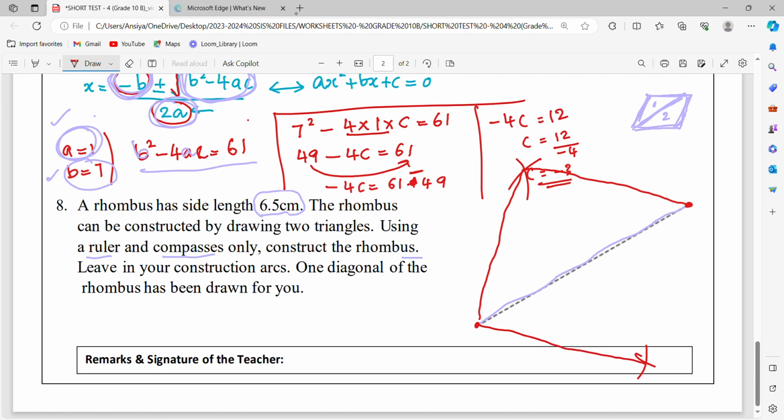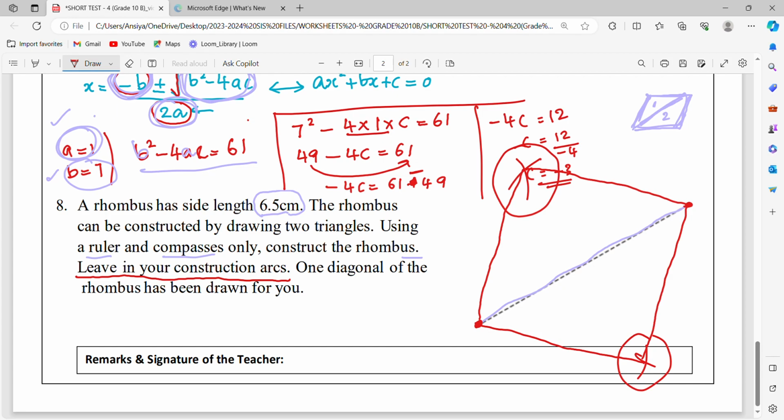You will get a diamond like a square, an all-sides-equal shape. Same kind of shape you will get, which is a rhombus. Okay, so it's very simple. Take a compass, measure 6.5 centimeter in that, and start from both ends of the diagonal and mark the arcs. And this part is very important. Leave in your construction arc, because for all the construction topics, the valuation is based on where the arc is put. So here is the arc. This arc is very important.